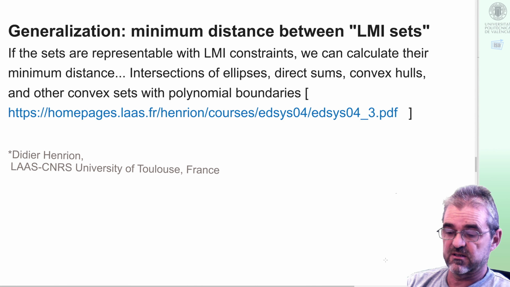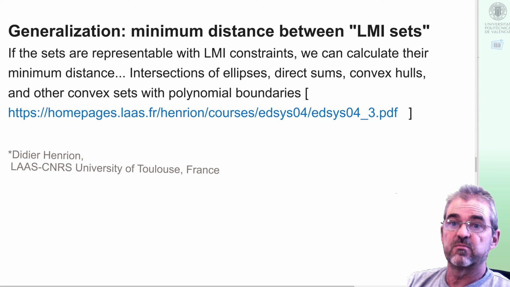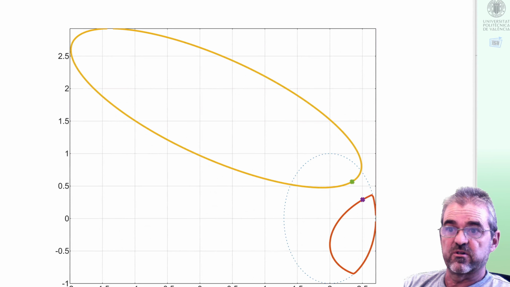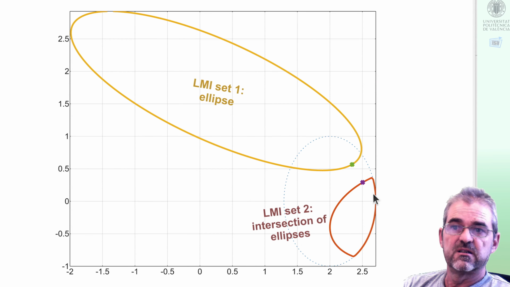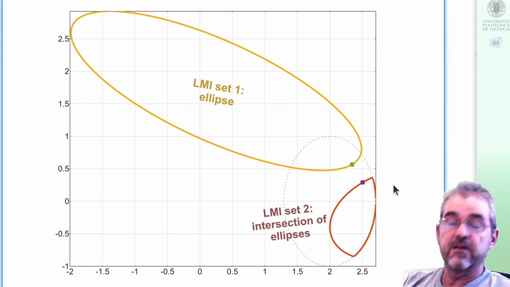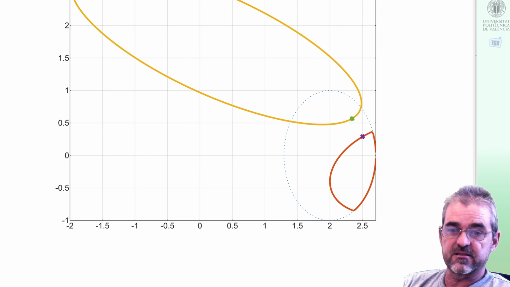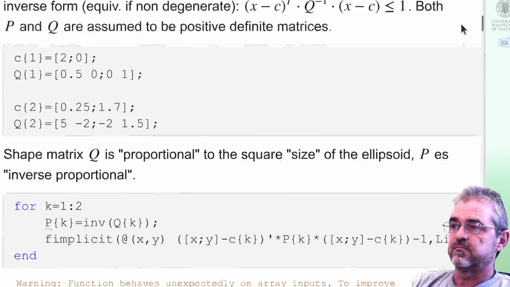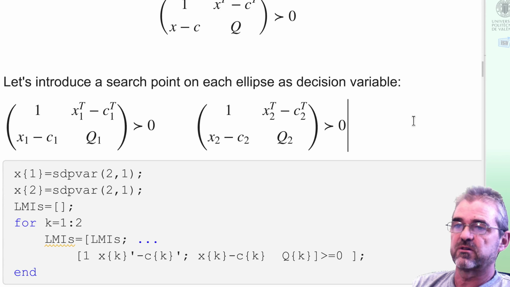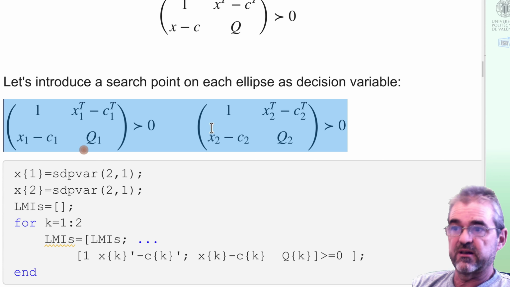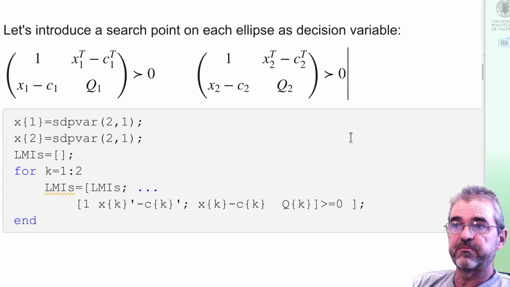So let's detail what we wish to do. In particular, we wish to compute the distance between an ellipse, let's say, and the intersection of other ellipses, the ellipse in orange, and the intersection of other ellipses in red. The intersection of ellipses is an LMI set, in the sense that in my previous video I had two ellipses, and okay, a point x1 in ellipse 1 and a point x2 in ellipse 2 was encoded in these LMIs.